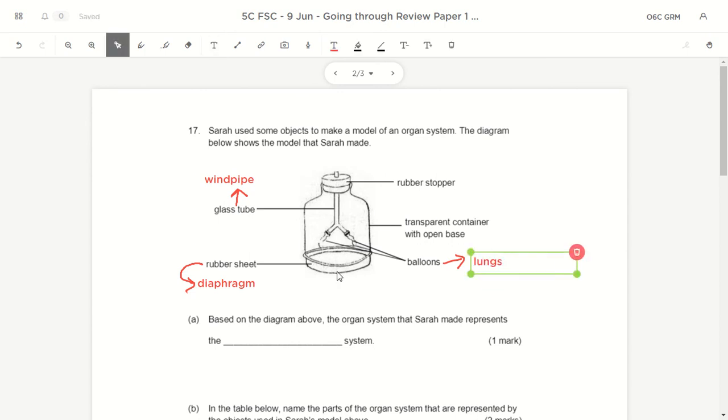So every time we pull the diaphragm down, if you remember, the balloon actually expands, and when we release the diaphragm or the rubber sheet, the balloon becomes smaller, deflated.